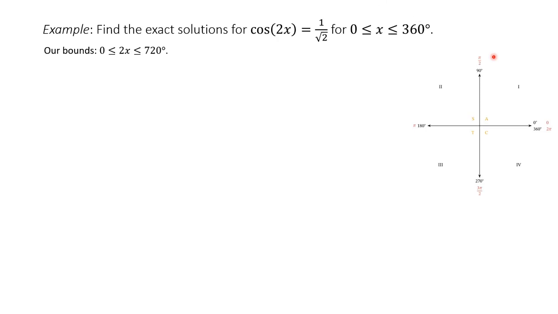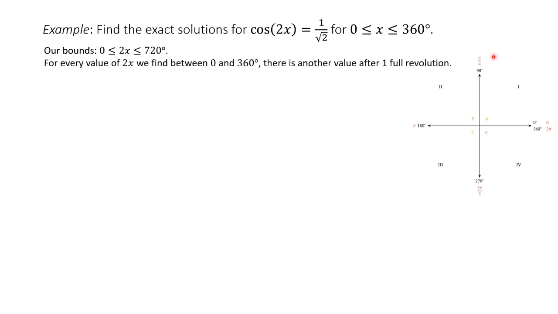What this means is that there's going to be more solutions than we're used to. In fact, for every value that we find for 2x between 0 and 360, there's going to be another value after one full revolution. And you'll see what I mean as we keep doing the question.